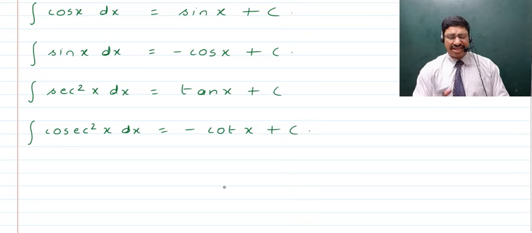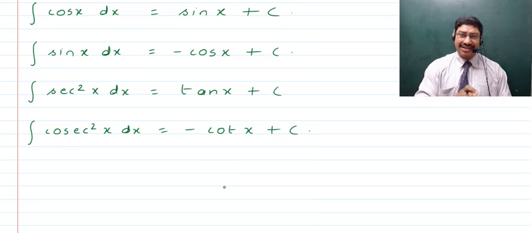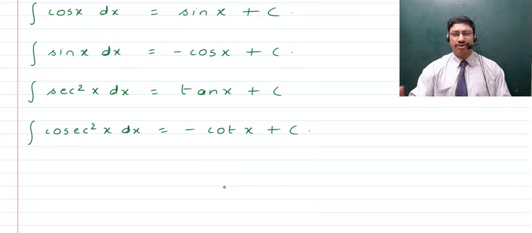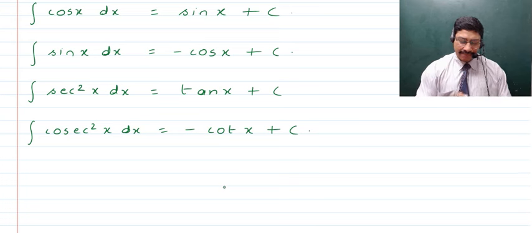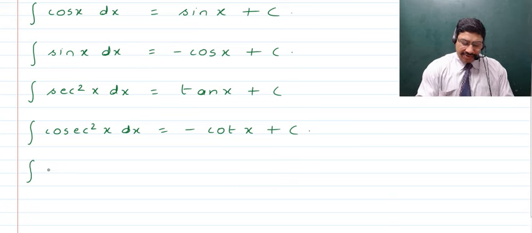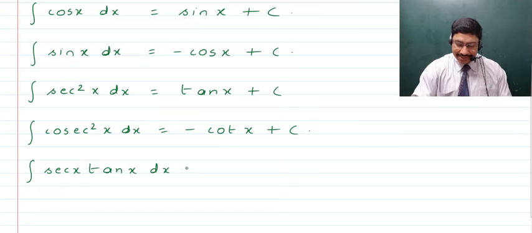So here children, if the integration would have been of minus cosec square x dx, then the integration would have been just cot x plus c. But because you've taken the left hand side to be positive, that is why on the right hand side we have to bring up a negative sign, as the differentiation of cot x was minus cosec square x. Now next children, after this we have sec x tan x dx. So this is equal to sec x plus c.